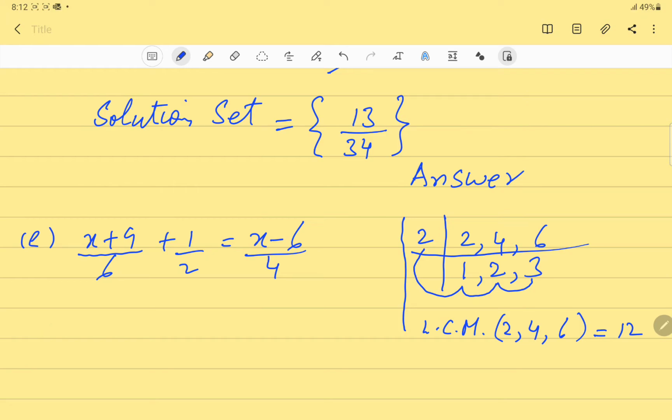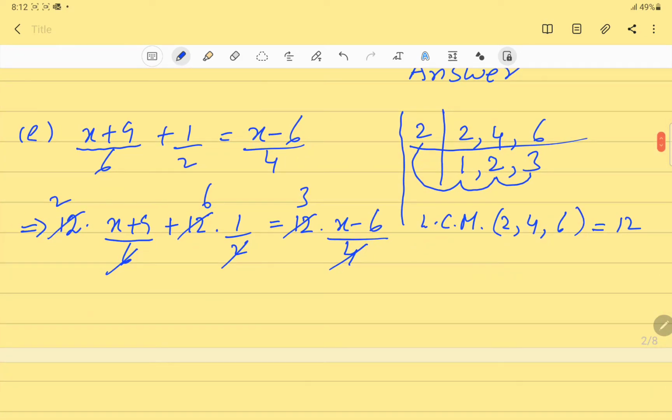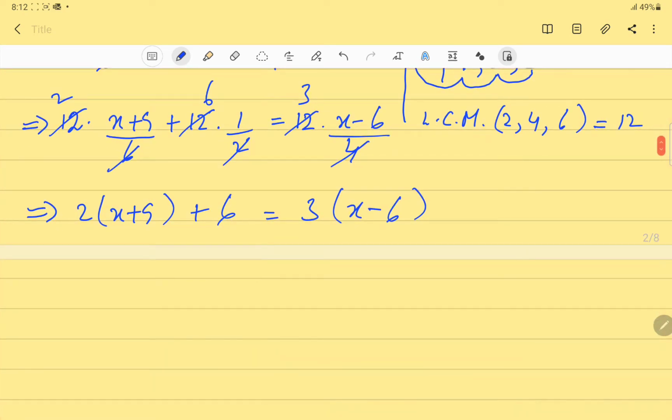Now we will multiply all the terms in this equation with 12. So let's do that. 12 multiplied by x plus 9 over 6 plus 12 multiplied by 1 over 2 is equal to 12 multiplied by x minus 6 over 4. 6 2s are 12, 2 6s are 12, 4 3s are 12. 2 multiplied by x plus 9, 6 into 1 is 6 is equal to 3 multiplied by x minus 6. Now all the fractions are gone.